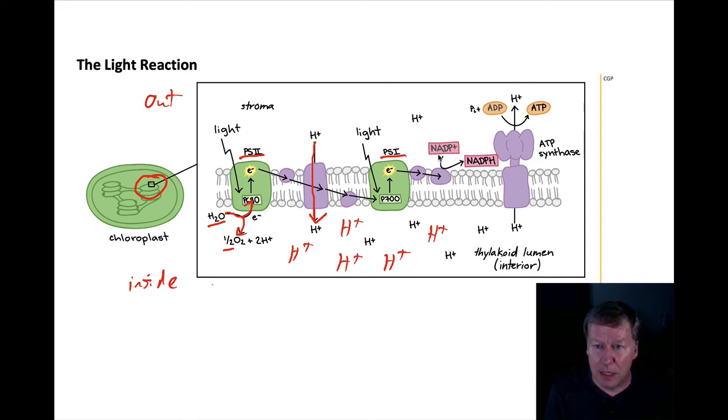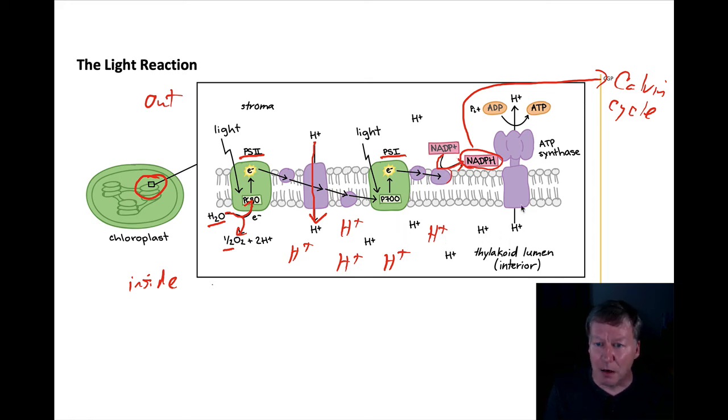NADP+ is going to be reduced. It's going to bond with the electron and hydrogen to become NADPH. NADPH is then going to go to the Calvin cycle. So we're going to use it in a few minutes, but not yet. So NADP+ is reduced. This protein is oxidized, and so that's our oxidation reduction reaction.